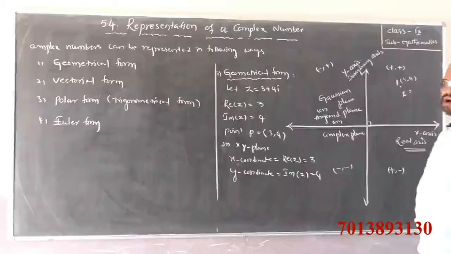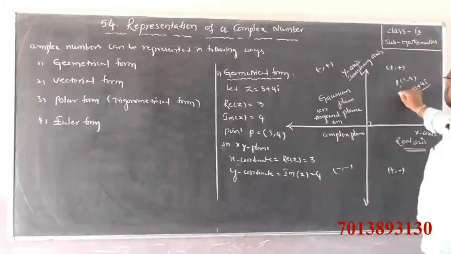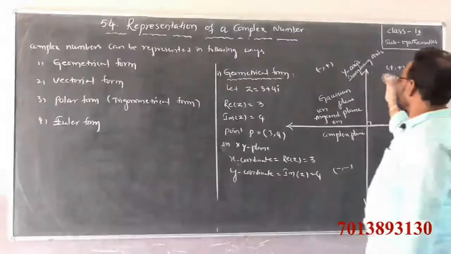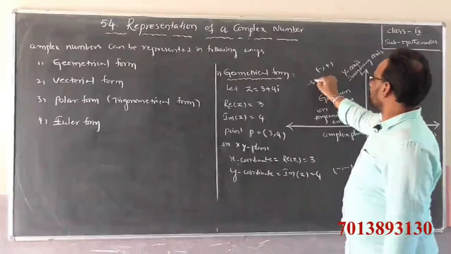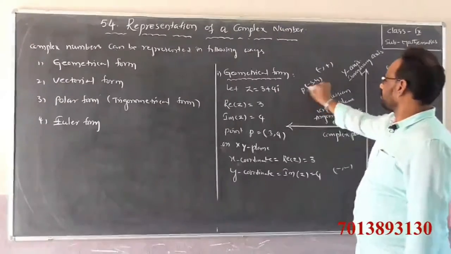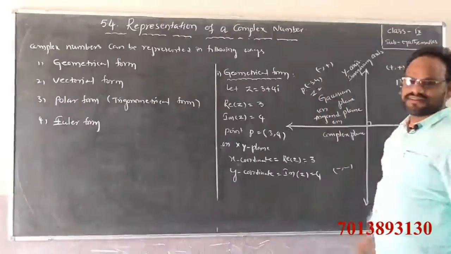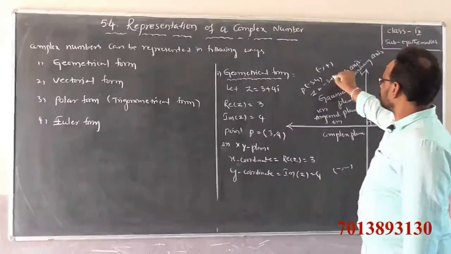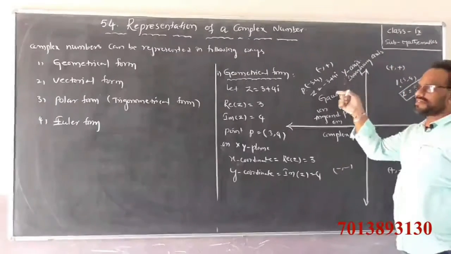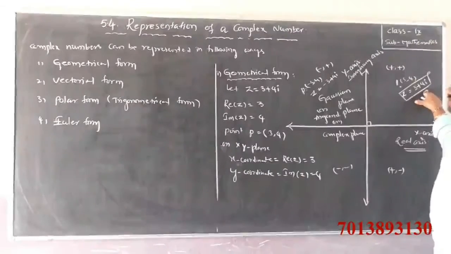Z is equal to a complex number, nothing but 3 plus 4 times iota. Similarly, the complex number at point B, minus 3 comma 4, is minus 3 plus 4 times iota, in the second quadrant. Plus 3 plus 4 times iota is in the first quadrant.